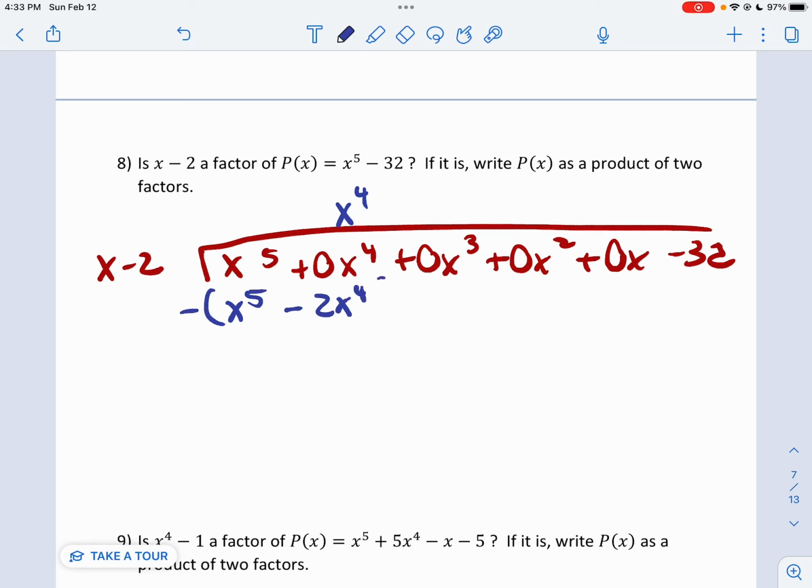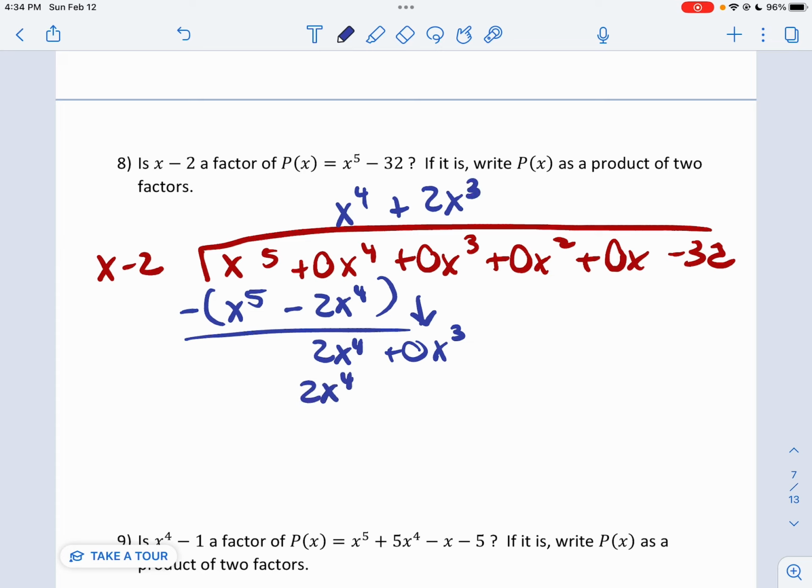And then I subtract this whole thing. That's going to be 2x to the 4th. And I bring down the next term. X goes into 2x to the 4th plus 2x to the 3rd times. Again, I multiply: 2x to the 4th minus 4x cubed. Subtract this entire thing, and I'm left with 4x cubed.